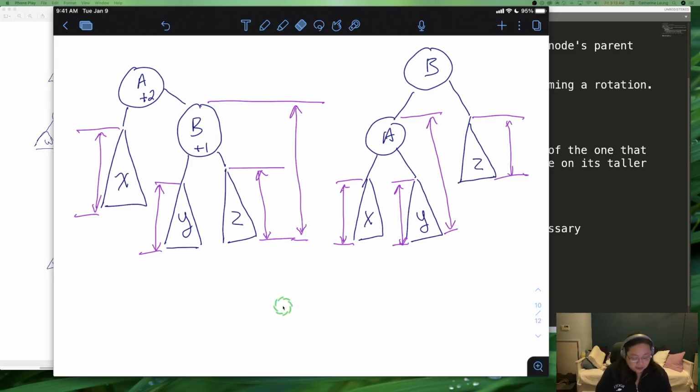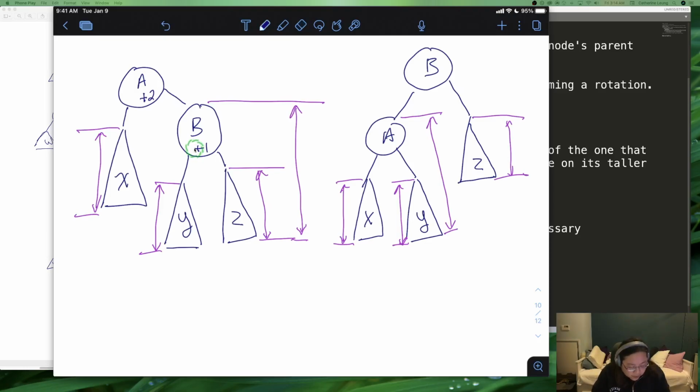Remember, we do the single rotation if the signs are the same. So +2, +1, okay? Now, I'm only going to do this one rotation. The other version, where you have -2, -1, the other single rotation, is just a mirror image. So the reasoning behind it is done exactly the same way. Feel free to look at it on your own.